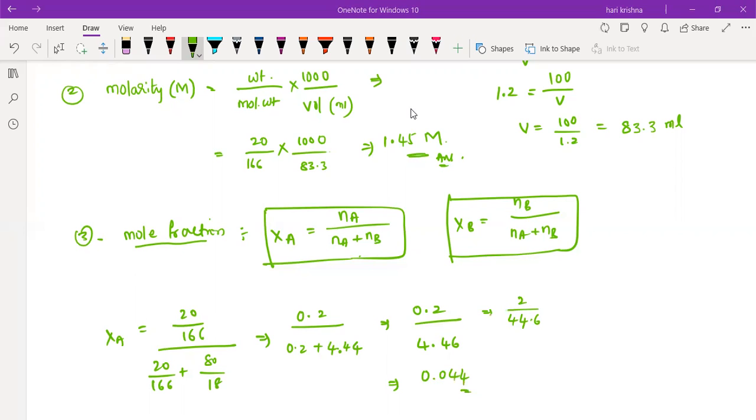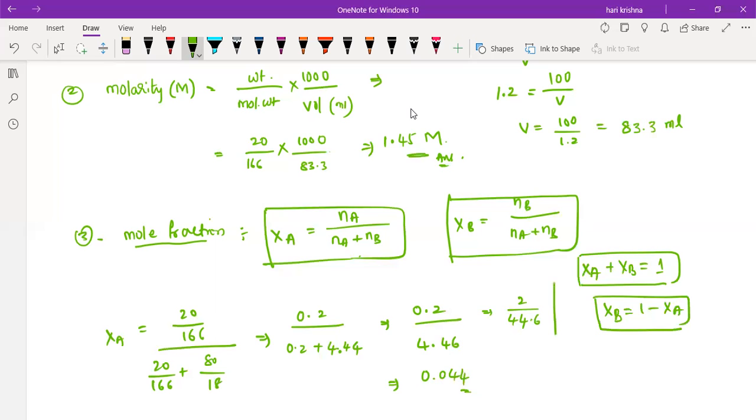But we know, right? The mole fraction of the solution is equal to 1. So XA plus XB equal to 1. That means if you already know XA, how to find the XB value? Just substitute from 1 minus XA, right? To find out the XB value. So we already know the XA value. That means 1 minus 0.044. Then what will be the XB value? So approximately 0.95, right? So 0.956 will come around this. So that is the answer for the XB value.